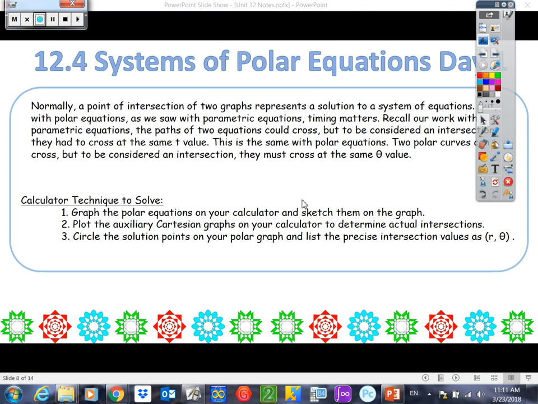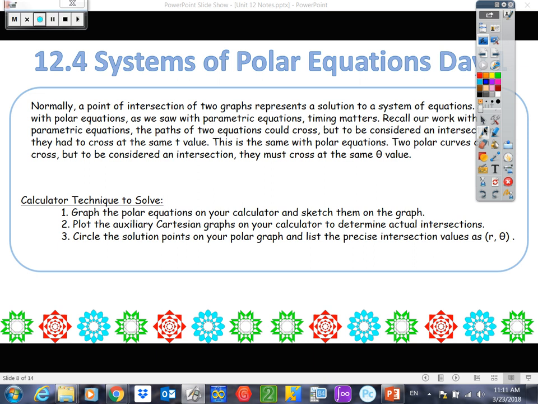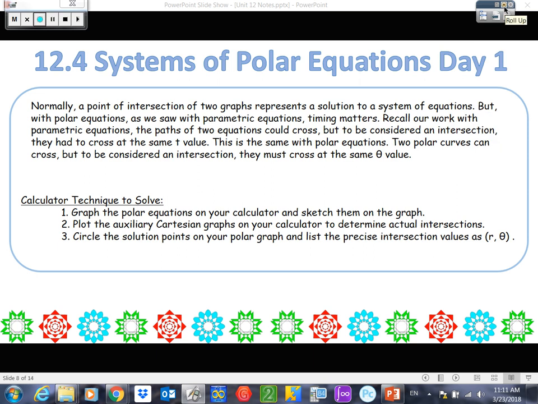Okay guys, let's take a look at today's lesson. What we're going to be doing is looking at systems of polar equations. We have graphed polar equations, we have looked at complex numbers in polar form, we've switched polar equations from polar to rectangular and back and forth. Now we're going to move into systems.